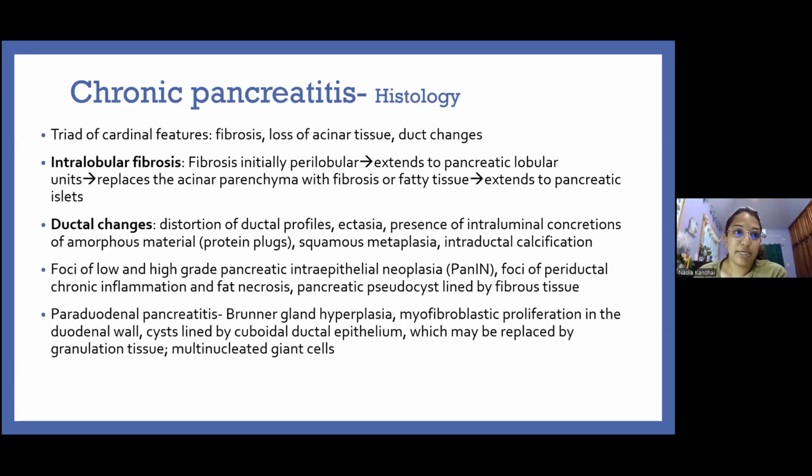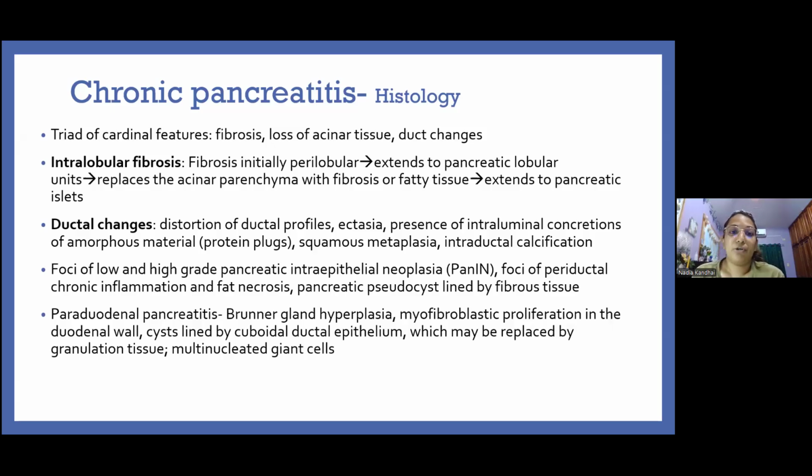There is a triad of cardinal features: fibrosis, duct changes, and loss of acinar tissue. In the intralobular area, the fibrosis is initially perilobular, then it extends to the lobular units, which then replaces the acinar parenchyma with the fibrosis or the fatty tissue, and then extends outwards to the pancreatic islets. In ductal changes, there's distortion of the profiles and ectasia, presence of these protein plugs, so that's the intraluminal concretions, leading to squamous metaplasia and intraductal calcifications.